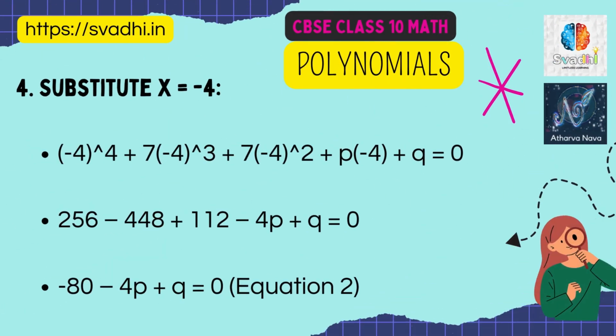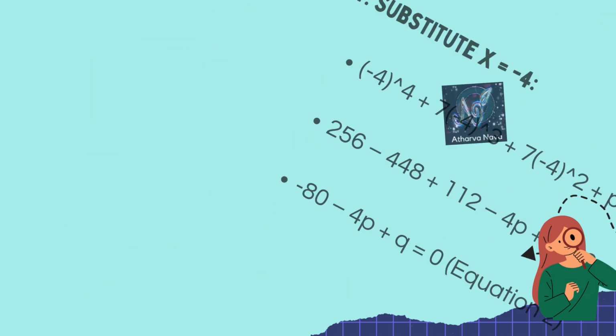4. Substitute x equals minus 4. (minus 4) to the power of 4 plus 7 times (minus 4) cubed plus 7 times (minus 4) squared plus p times (minus 4) plus q equals 0. 256 minus 448 plus 112 minus 4p plus q equals 0. Minus 80 minus 4p plus q equals 0. Equation 2.